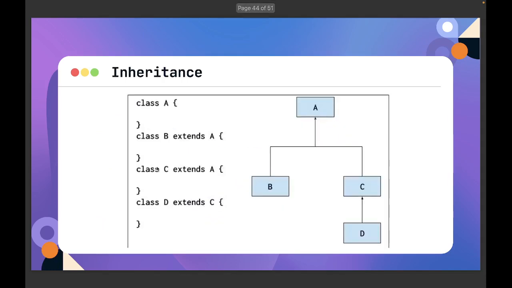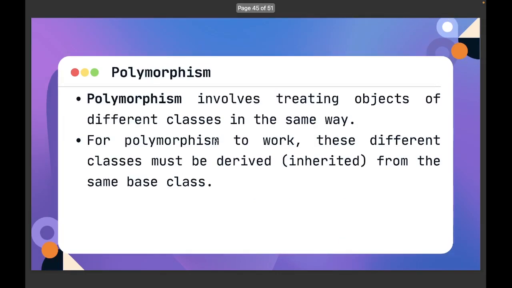Okay? So here is an example. You have a class A. If you have class B extends A, it means all the properties of class A are obtained by B. Class C extends A, so C gets all the properties of A. And D extends C, so it also gets the properties of C. That's how it works with inheritance. You just use the word extends.